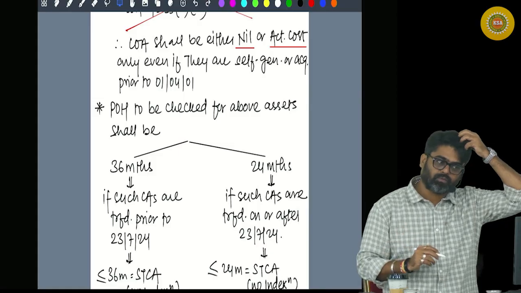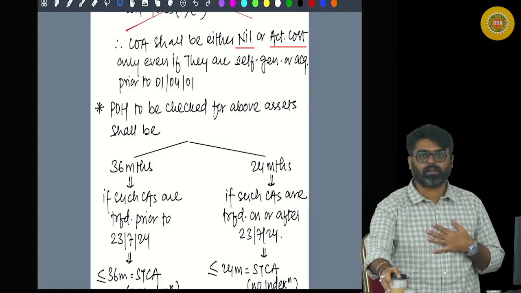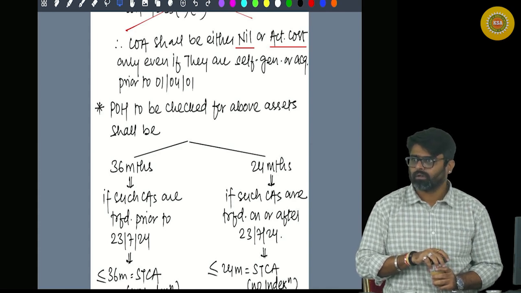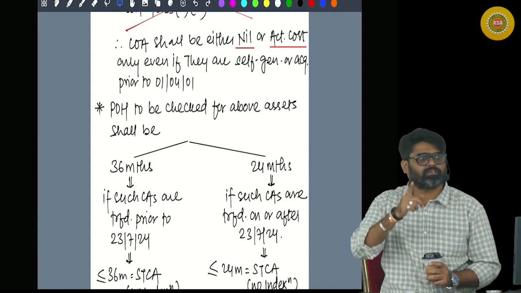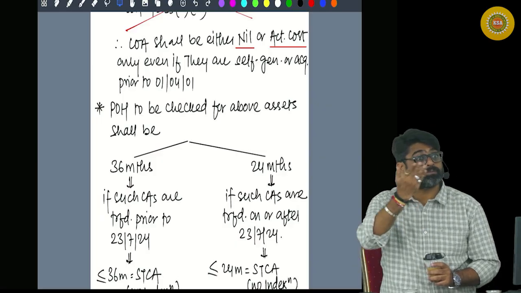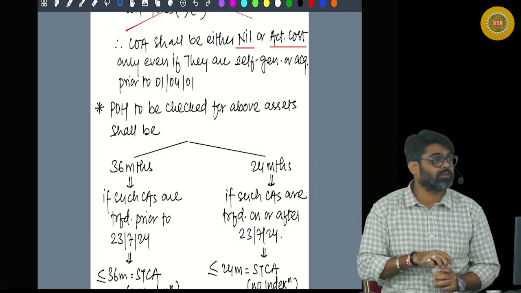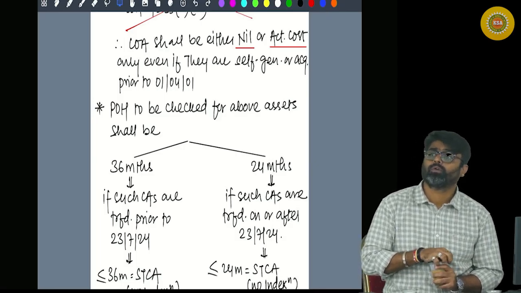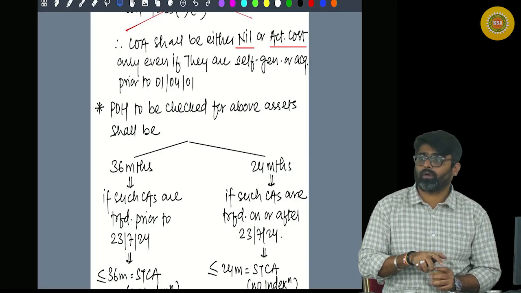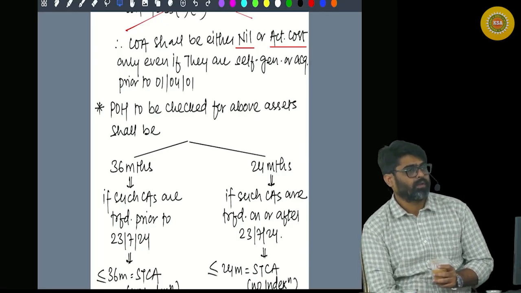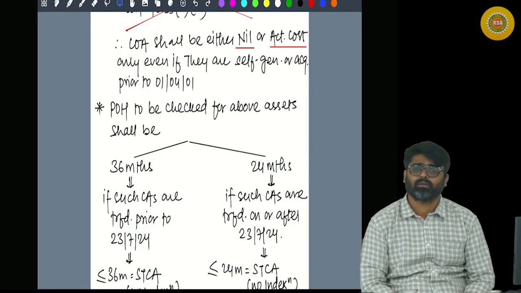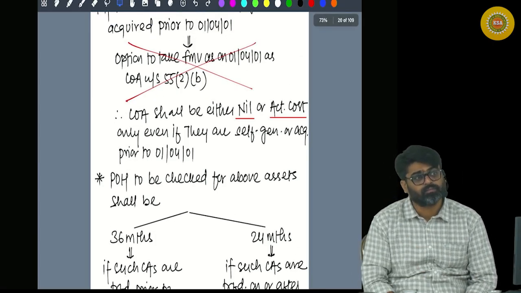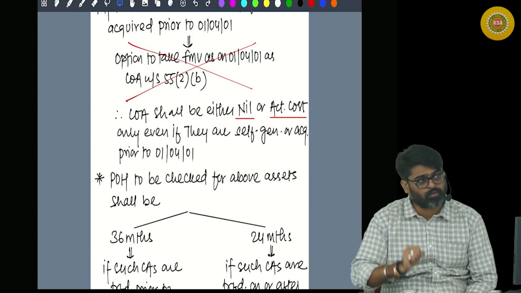First of all, ask yourself. 4 assets. Do you remember the name of the 4 assets? Number 1. Listed shares or listed securities. Don't commit mistakes. Listed securities. Second asset. Units of equity oriented mutual fund. Next one. Units of UTI. Last one. Ask yourself, are these assets any of those 4 assets? So can you check 12 months period of holding for them?